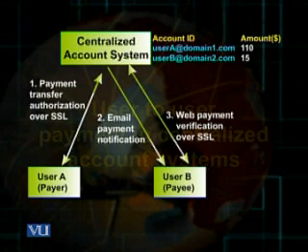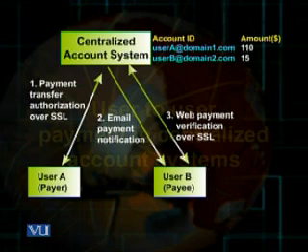Step number 1, the payment transfer authorization over SSL. Four things: the account identifier of the payer, his password, the account identifier of the payee or the merchant, and the amount. This information, encrypted with the help of SSL, is delivered to the centralized account system.